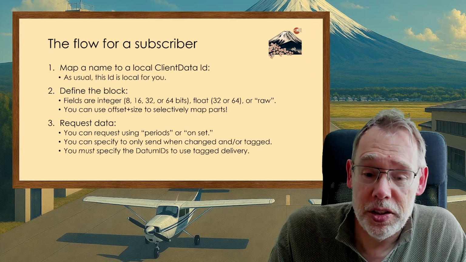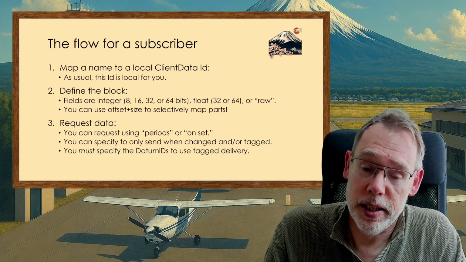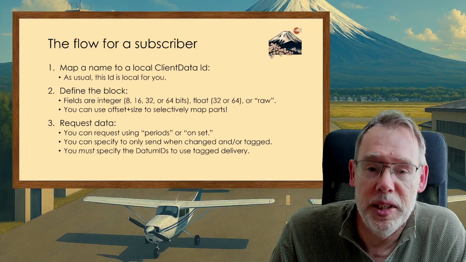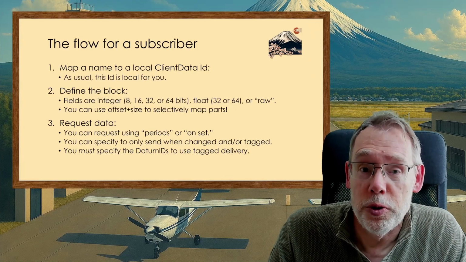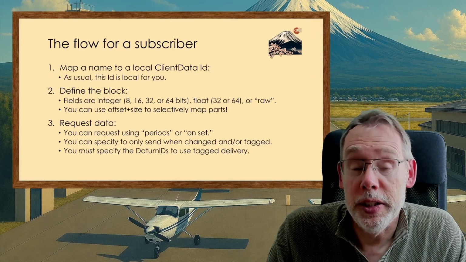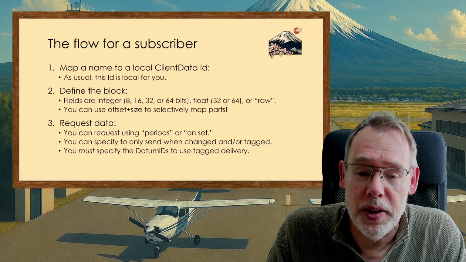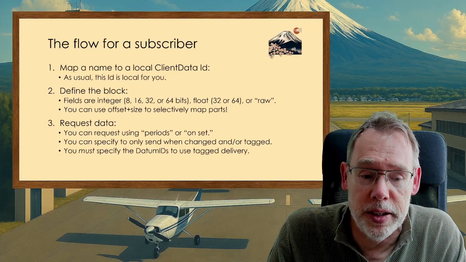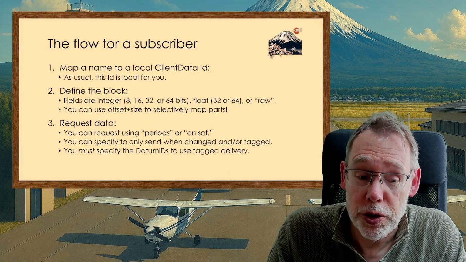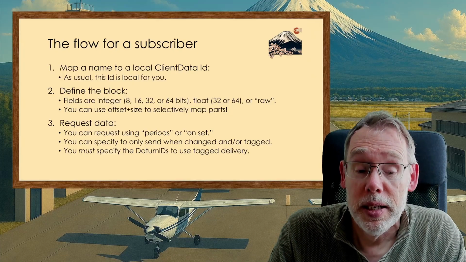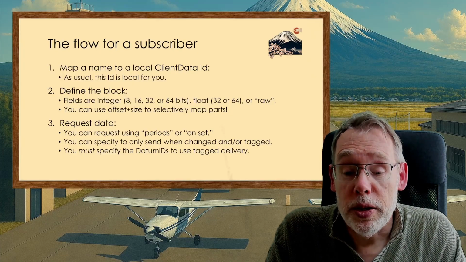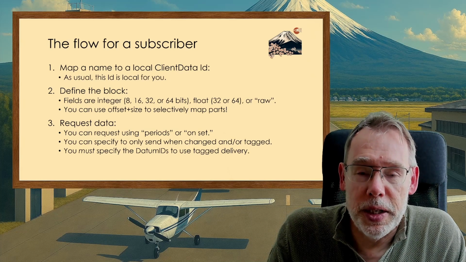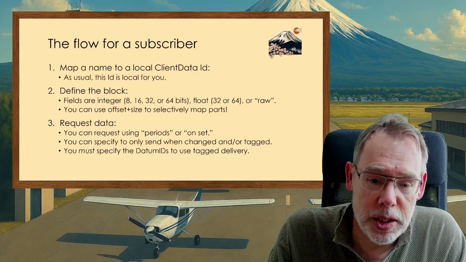Combine that with tags, and you can actually get just 3 fields out of a struct of a few hundred fields and say, I only want those when they're changed. And then you will indeed get very small messages with only those fields and only when those fields have changed. And that's, of course, very nice. But for this, you must specify the datum ID parameter because it is local to you. So do not depend on the datum IDs used on the publishing side.